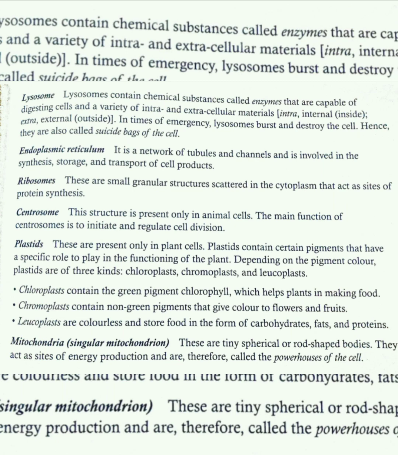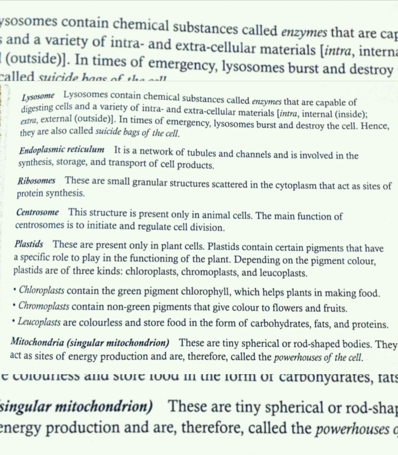Centrosome. This structure is present only in animal cells. Very important. You will be asked in the exam which are the structures that are present in animal cells but they are absent in plant cells. You will have to write centrosome is one structure. The main function of centrosomes is to initiate and regulate cell division.